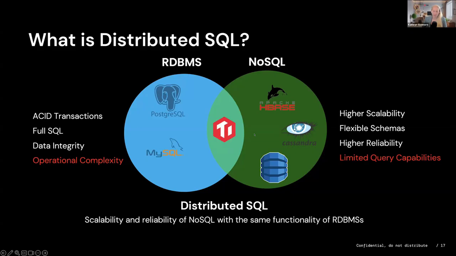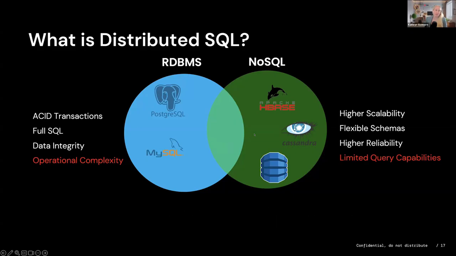NoSQL was the reaction to that. NoSQL is things like MongoDB, Cassandra, HBase. It provided higher scalability, flexible schemas, but it didn't have the rigidity and structure that traditional databases did, which made it more difficult to get data back out, right? When you're trying to do complex queries and whatnot, it can be very difficult to get that data back out.